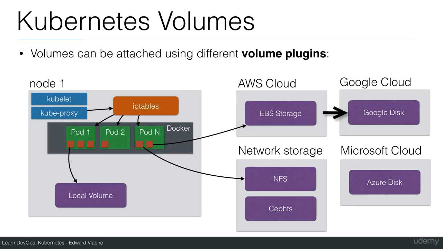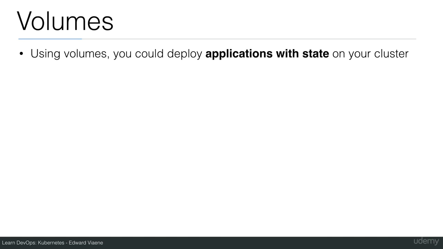If you're running on Google Cloud, you can use Google Disk. If you're running on Microsoft Cloud, you can use Azure Disk. And then there are some other network storage providers that you can use that you might even implement yourself, like NFS or Ceph. Those are a little bit more complicated because you might have to set up a Ceph cluster or an NFS cluster before you can then use those volume plugins. The one that I'm going to discuss is obviously the AWS EBS volume plugin, because we can use it on our AWS cluster. Using volumes, you could deploy applications with state on your cluster.